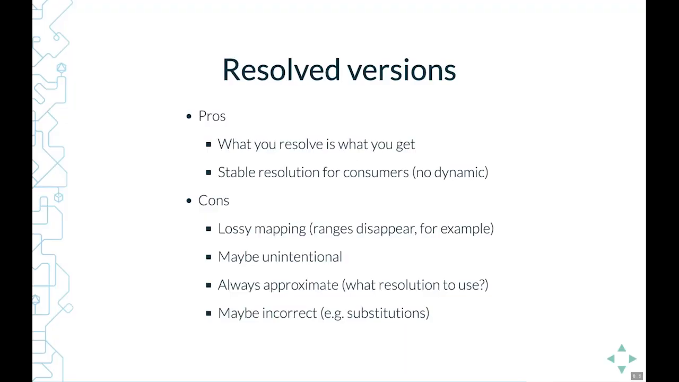If you use the resolved versions, well, actually you get rid of that problem. So that's cool. What you resolve is actually going to be what your consumers are going to use. So for consumers, it's much more stable, but it has a number of drawbacks today. Typically, it's a lossy mapping. If you publish the resolved version and you use a range, maybe that range meant something. If you say, I'm using from 3 to 4, and when it's published it's only 3 because that's what you resolve, you lost that information that you wanted to use something between 3 and 4.